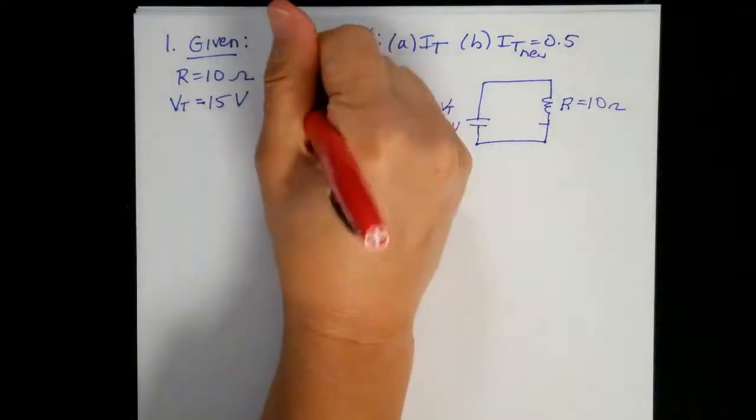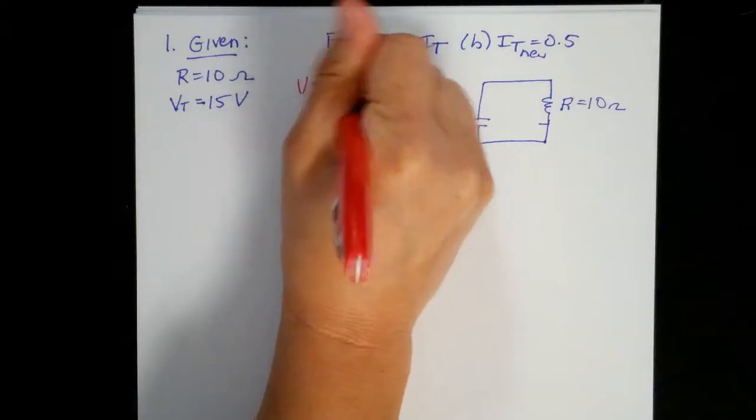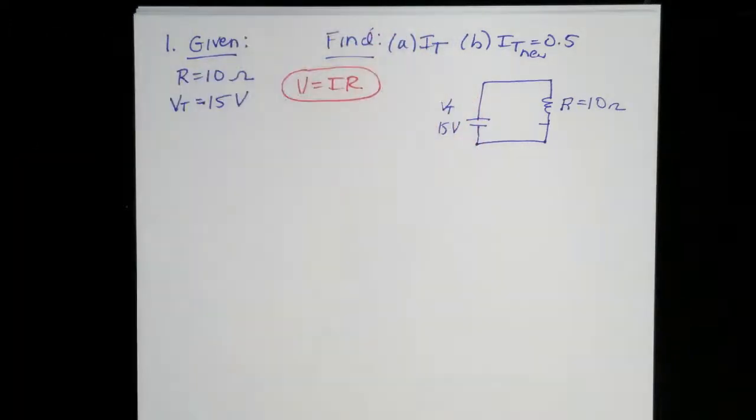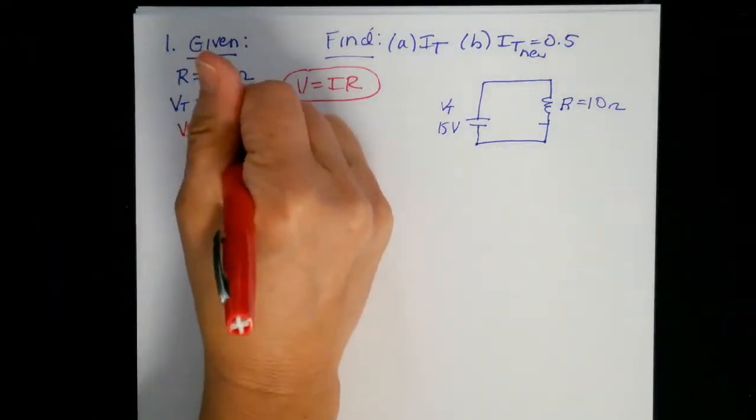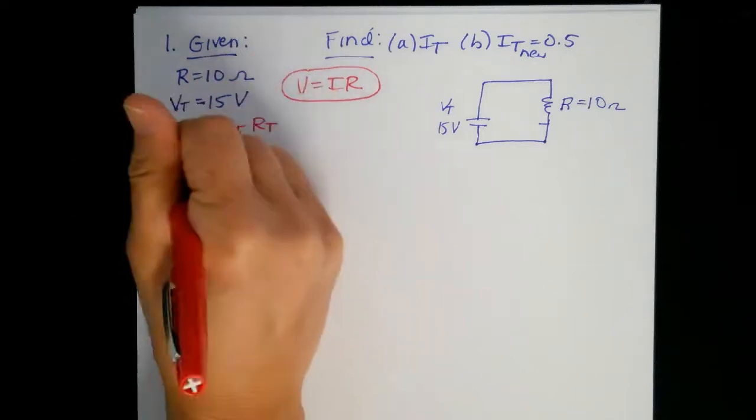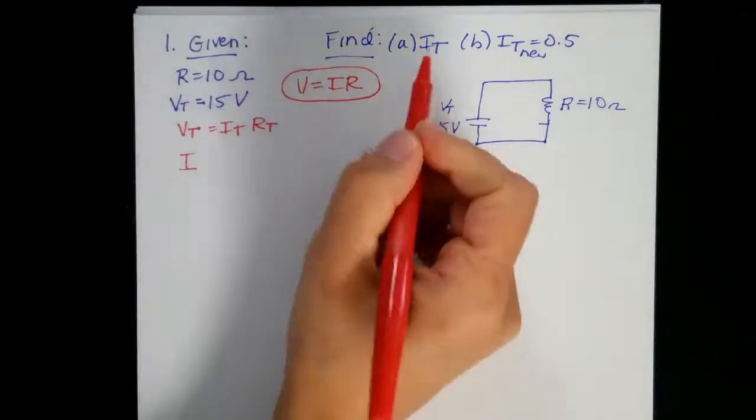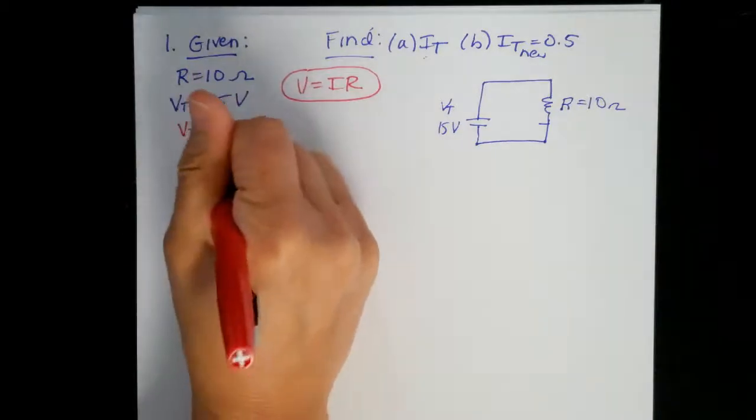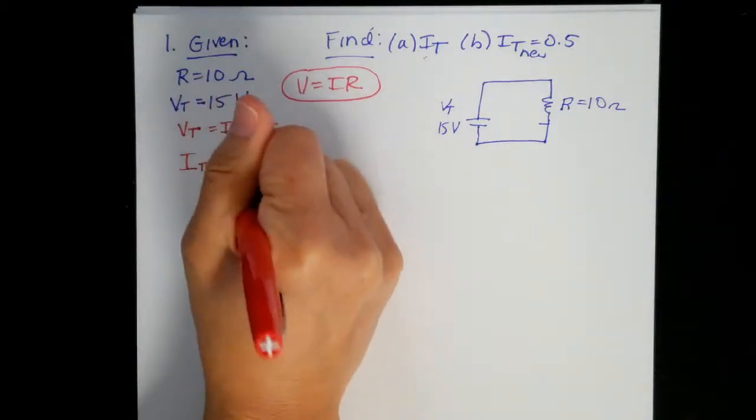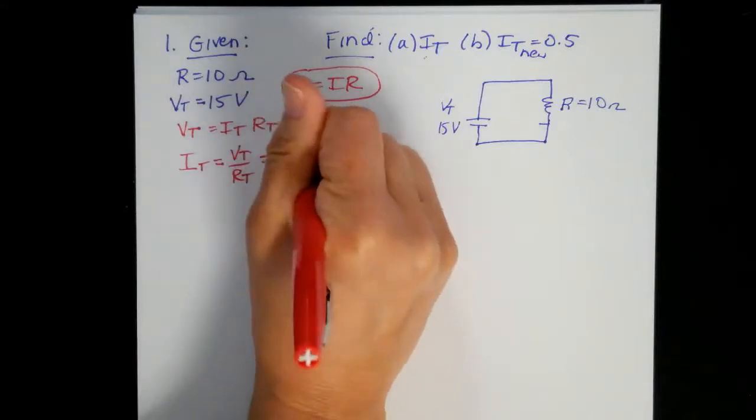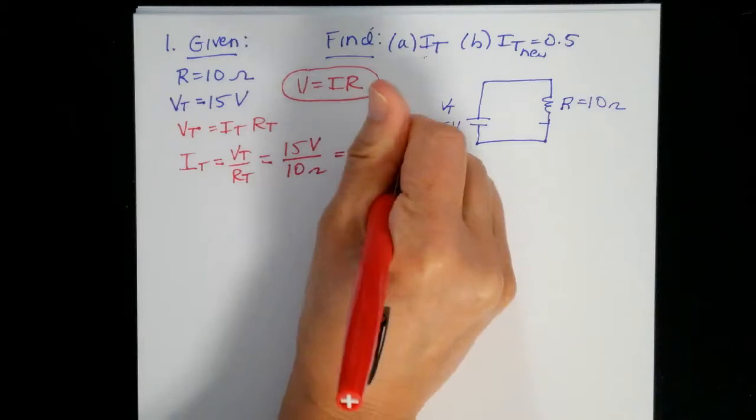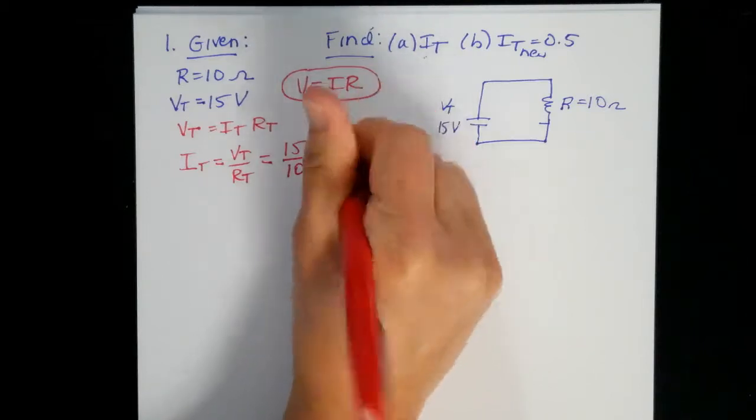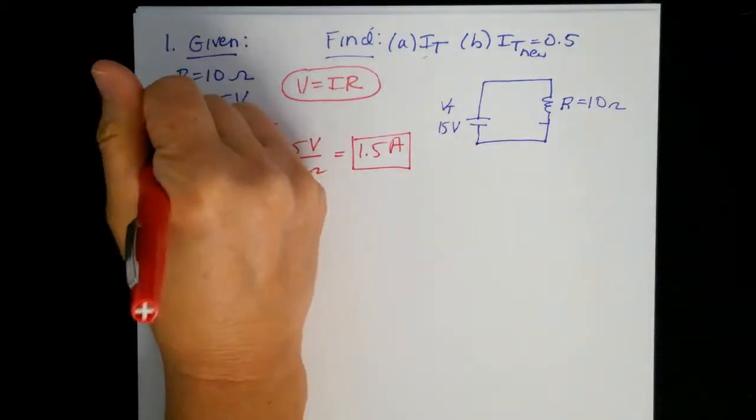So remember, Ohm's law is V is equal to IR. So I'm going to apply it to the circuit. If I do the whole circuit, I'm going to say VT is IT times RT. So if I want to solve for the current, IT is going to be VT over RT. So it's 15 volts over 10 ohms, which would be 1.5 amps. So that's all I do for part A.